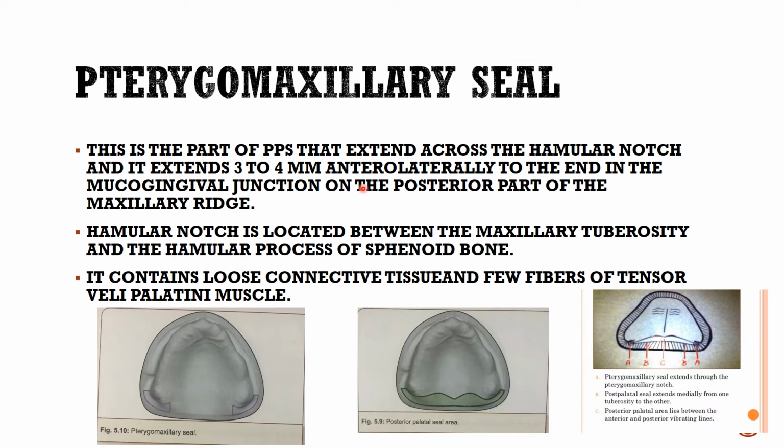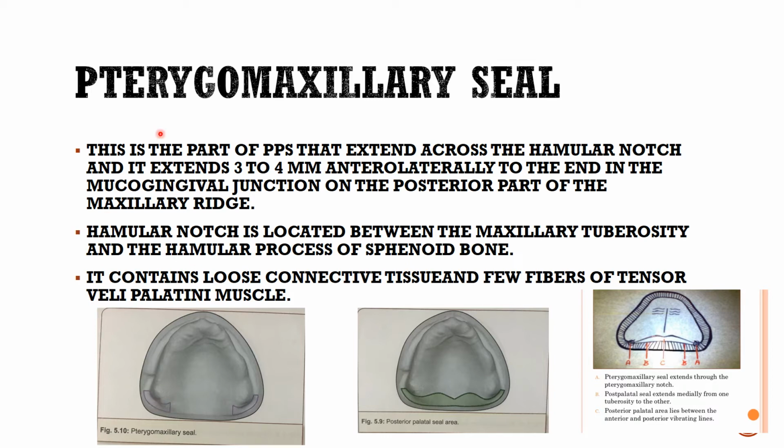So now what is hamular notch? Hamular notch is a depression which is situated between the maxillary tuberosities. So this is the depression over here. So these are your maxillary tuberosities, this elevated bony part. So this is your maxillary tuberosity. Behind that there's a depression which is your hamular notch.